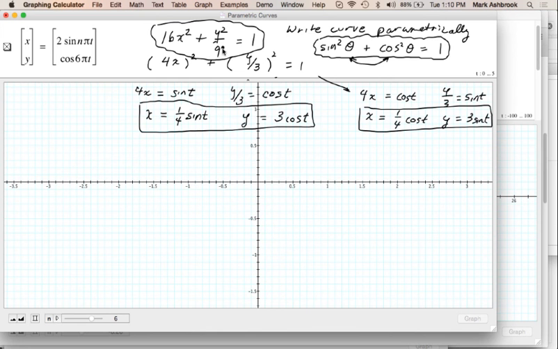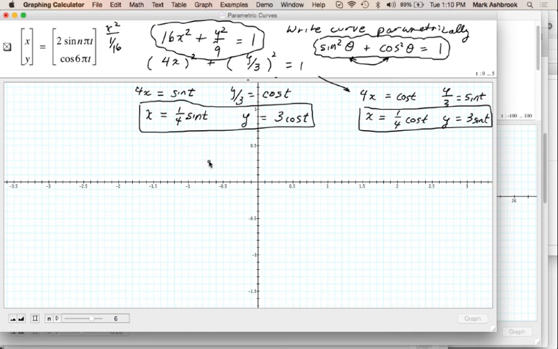Ellipse, right? Ellipse. The y radius is 3. What's the x radius? X squared over 1/16. What's the x radius? One fourth. Square root of this. So in the x direction we're going to go out 1/4, and in the y direction we're going to go out 3. Both of these give those same points as that ellipse, but in different ways.